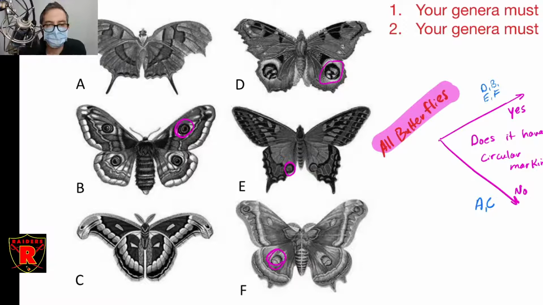So A and C don't have circular markings. How can I differentiate between A and C? What's the difference between A and C? What question can I ask to say, okay, A has it and C doesn't?